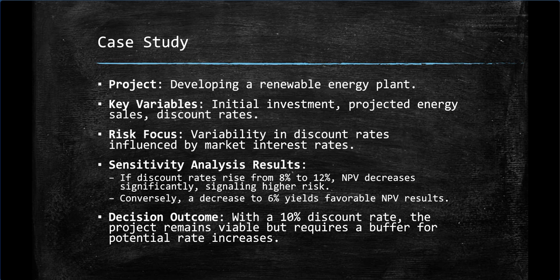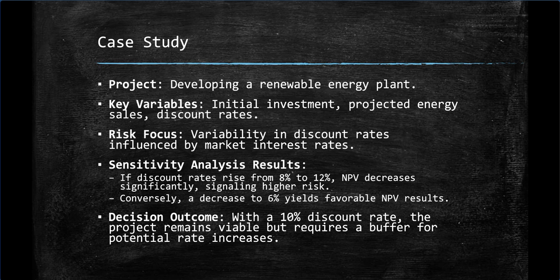For sensitivity analysis, we evaluated how varying discount rates impact the net present value. For instance, if the discount rate increases from 8% to 12%, we observe a significant decrease in net present value, reflecting a higher risk and reduced project attractiveness. On the other hand, a decrease in the discount rate to 6% results in a much more favorable net present value, signaling lower risk and enhanced project viability.